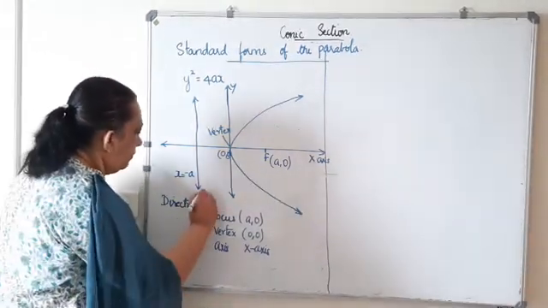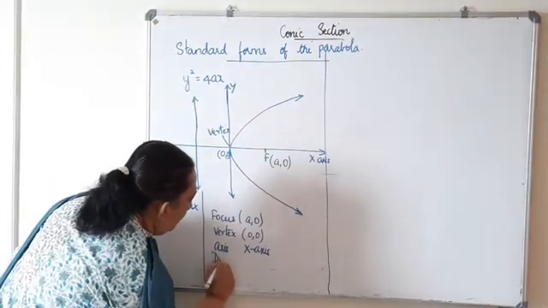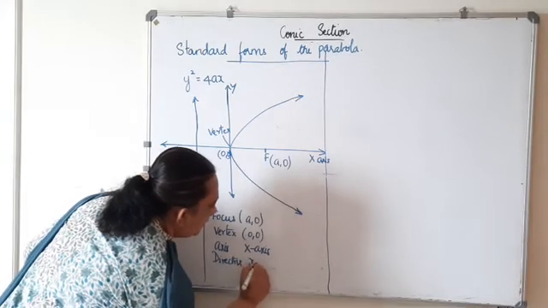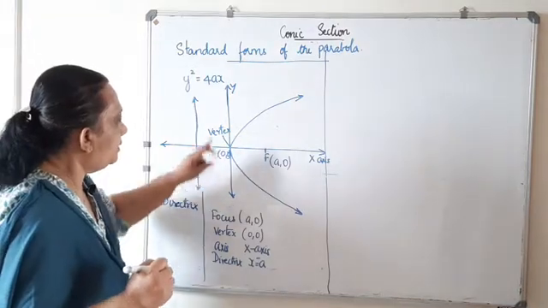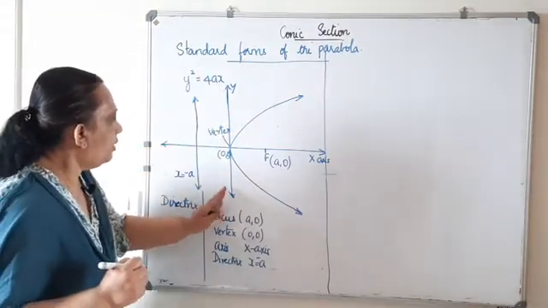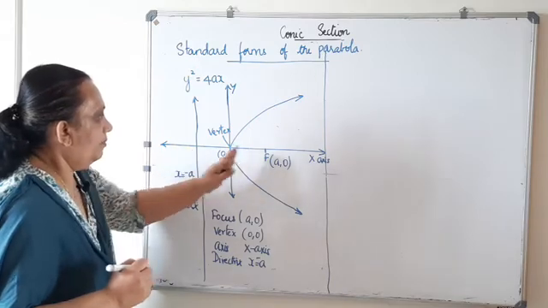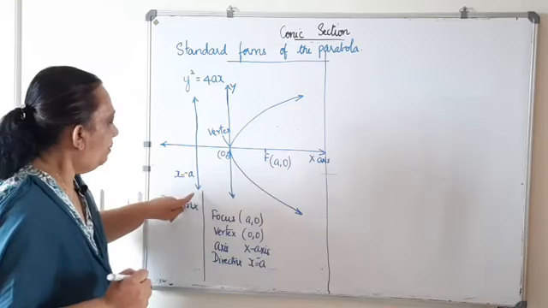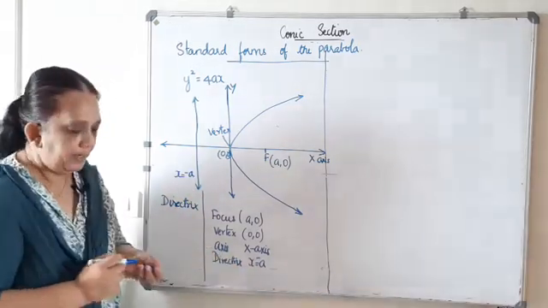Directrix. Directrix is a line parallel, x is equal to minus a, parallel. In this case, it is a line parallel to the y-axis at a distance of a units to the left side. So because focus is a units to the right, directrix will be a units to the left. Directrix is x is equal to minus a.